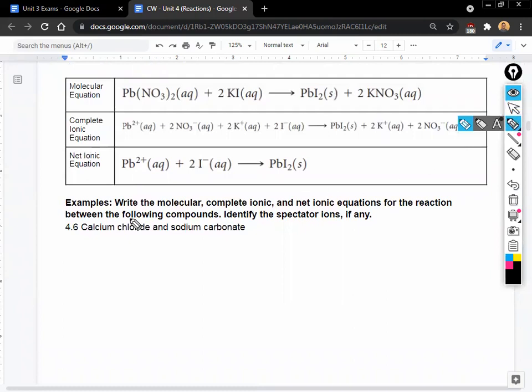I know that's a little long-winded, but I think doing an example will be pretty helpful. So we're gonna start by writing the molecular equation. This is the one that we're familiar with. So let's start with calcium chloride. I want you to write the formula for calcium chloride and sodium carbonate. They're both aqueous. So just write down their formulas first. I'll give you 45 seconds to write that down, and then after that, we'll finish writing the molecular equation.